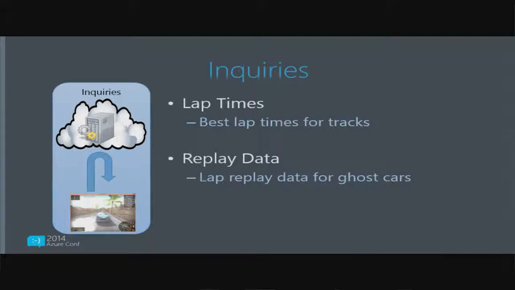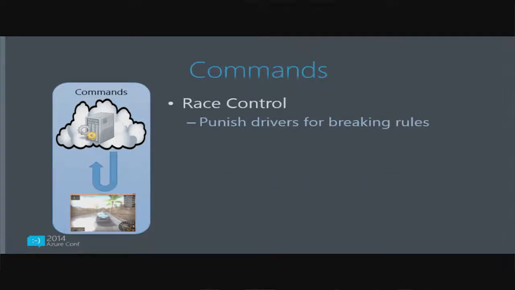Inquiries. When the game starts, the game is going to display the best lap times for the drivers. It's also going to download and make requests for the actual data to be able to display the replay data for the ghost cars that are driving around the track. So this is the example of the game making a request out to a REST-based service to return the information about the lap times so it can display them. That's the example of an inquiry pattern.